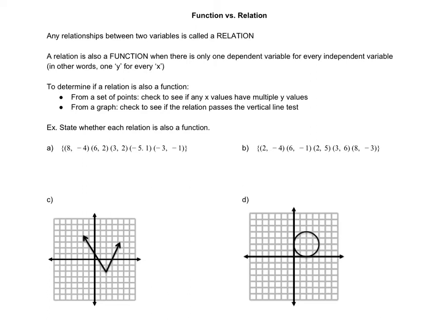So let's look at our first example of ordered pairs. I'm going to check my x values to see if there's any overlap, because that will really tell me if I have to be worried about it not being a function. So my x's are 8, 6, 3, -5, -3. They're all different, which means each x only has one y value. So this is a function. Each x has only one y value.